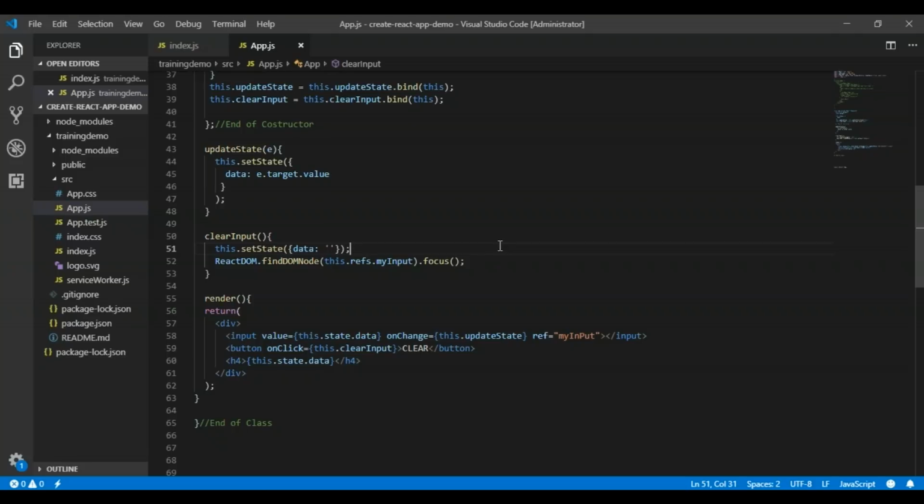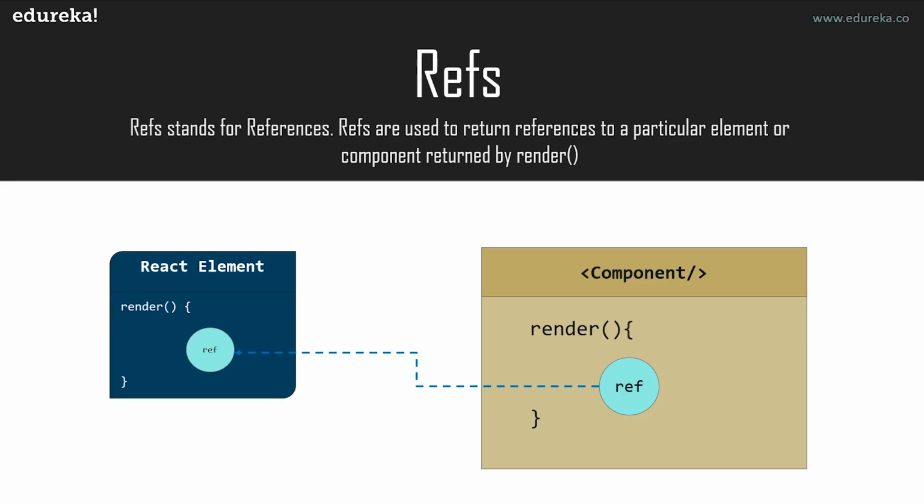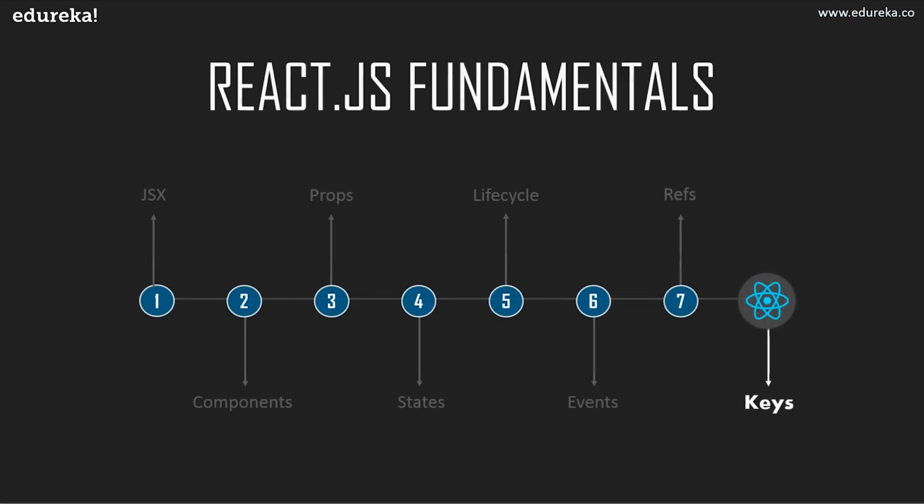Okay, now we'll talk about an example, or you can say a demo, a project where the concepts which we have studied till now, let me repeat, JSX, components, props, state, lifecycle, events, and refs. So out of these 8 important fundamentals of React.js, we have already talked about 7 important aspects. But before moving to the last React.js fundamental, that is keys, that how you can use keys in React.js, let me walk you through a very good example, or you can say a small project.